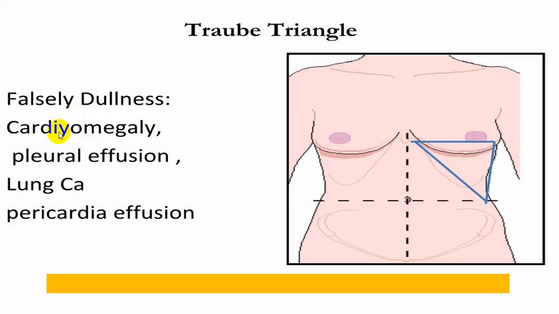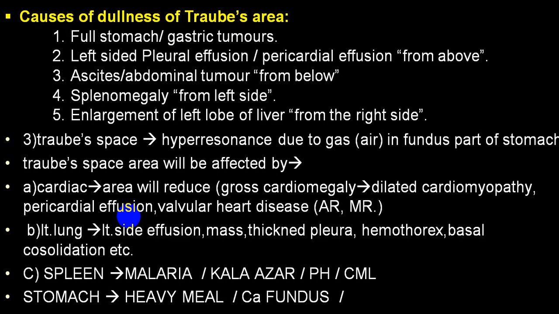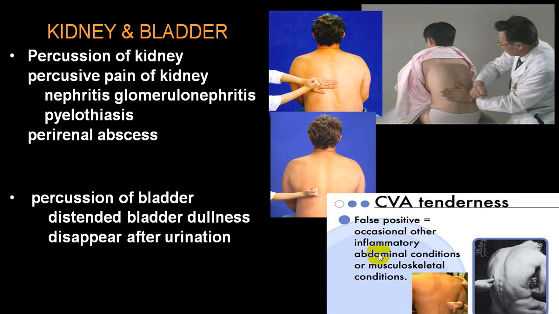So cardiomegaly will give you a false dullness in the Traube space. Left side pleural effusion, lower lobe collapse, lower lobe consolidation, malignancy, massive pericardial effusion, cardiomyopathy, valvular heart disease, etc. will produce almost absence of Traube space. And in case of a massive splenomegaly like malaria, kala azar, portal hypertension, chronic myeloid leukemia, polycythemia rubra vera, and as we have mentioned in the stomach, carcinoma of the fundus, and after a heavy meal. In all these conditions, the Traube space may be absent.